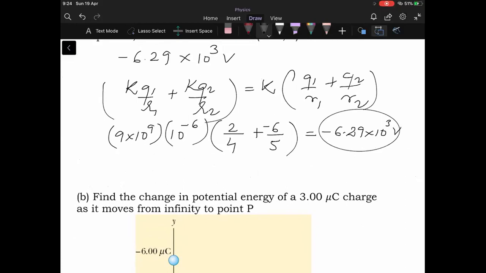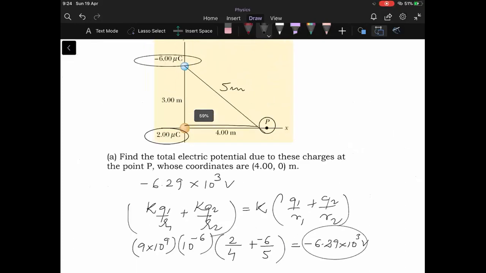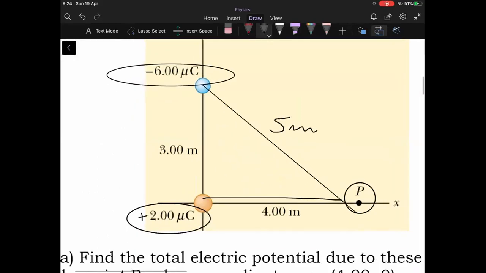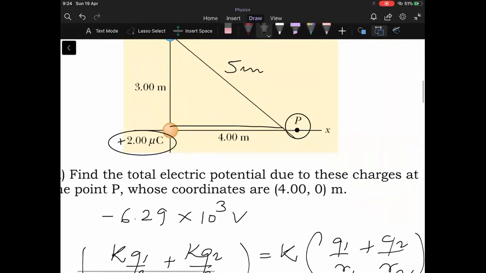Krisha is asking why did I take the negative sign on the charge. Because it is given in the problem, you can see that. This is a negative charge, so it will have a negative potential at point P. This is a positive charge, so it will create a positive potential.